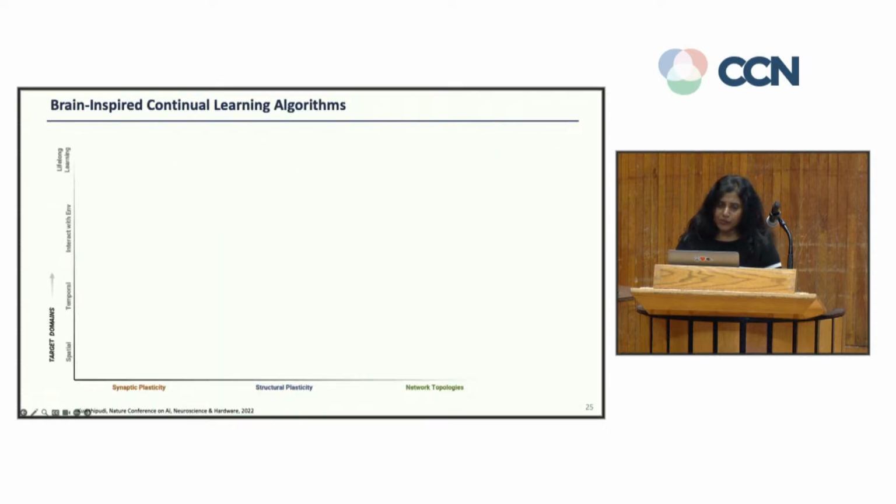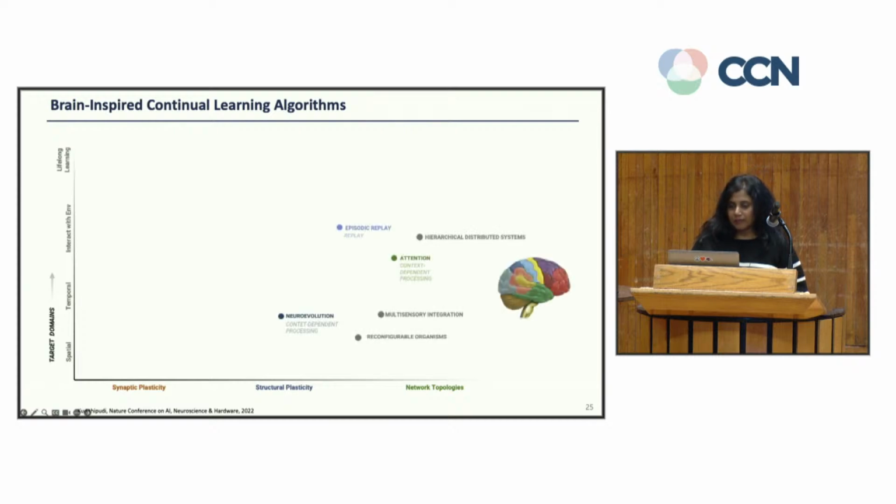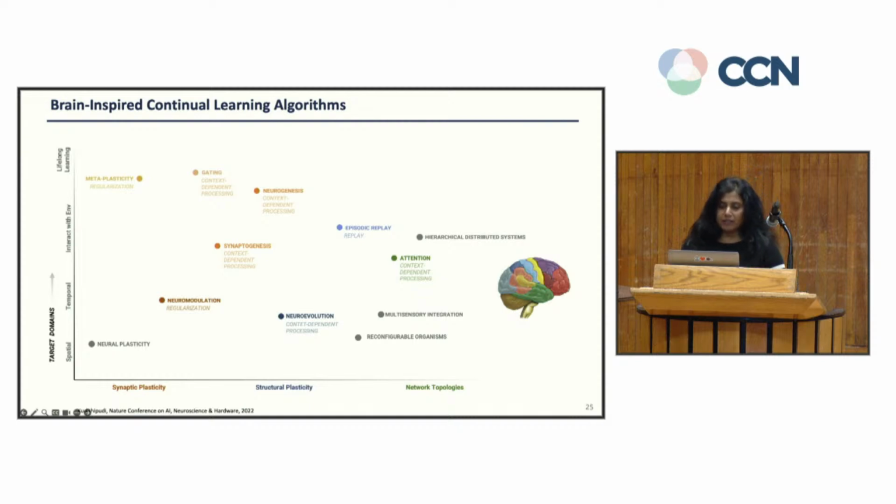But I wanted to show you how there are several continual learning algorithms that do take inspiration from the plasticity, either the structural or the synaptic plasticity or the topological references that we see in the brains. So if we look at attention, for example, or context-dependent processing, there are models that do that, like the dynamic architectures, or there are techniques that have replay and rehearsal embedded in deep learning models.